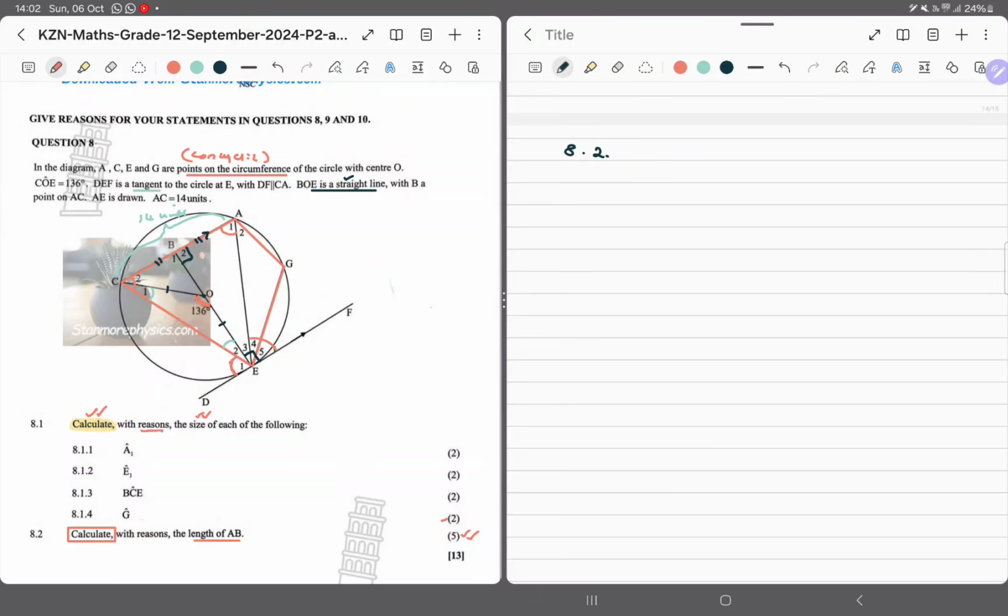Well, we are going to say, number 1, we know without a shadow of doubt that this angle here, we can call it BEF, is 90 degrees. Why? The tangent is perpendicular to radius. Nice.